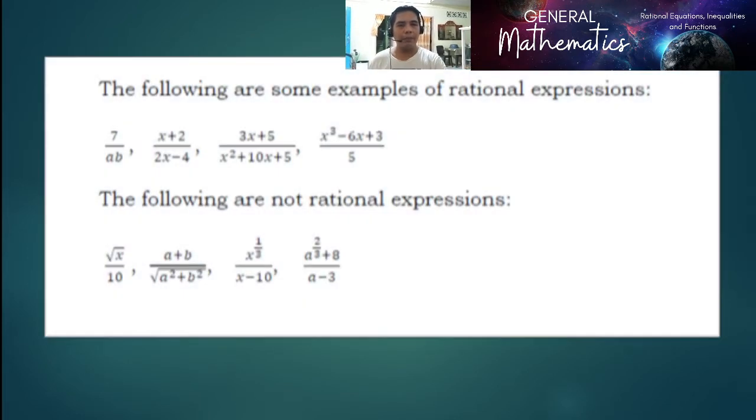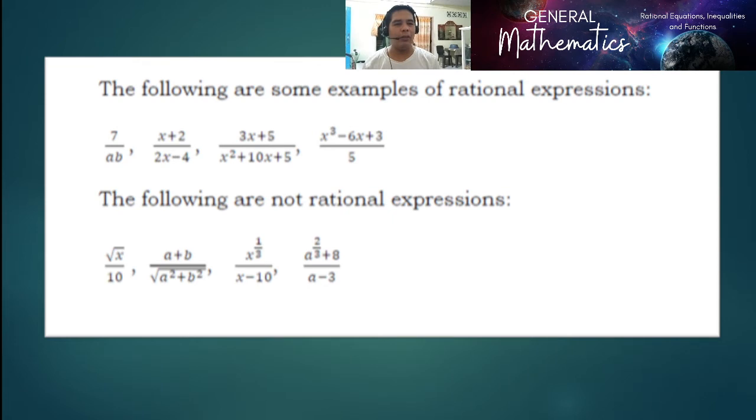Next. So, here are examples of rational expressions. We have 7 over x plus 2, 2x over 2x minus 4, 3x plus 5 over x squared plus 10x plus 5, and x cubed minus 6x plus 3 over 5. Those are examples of rational expressions because the numerator and the denominator are polynomials.